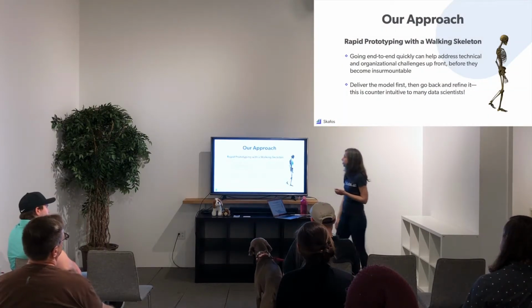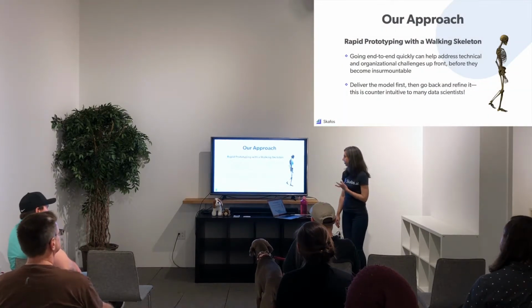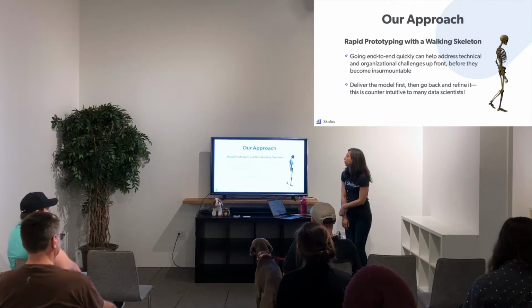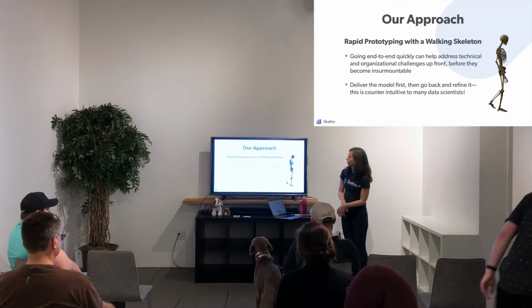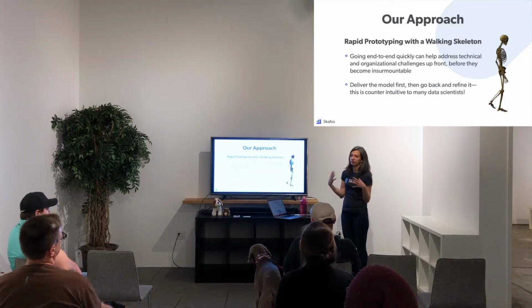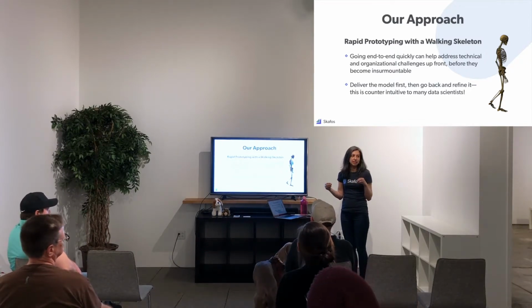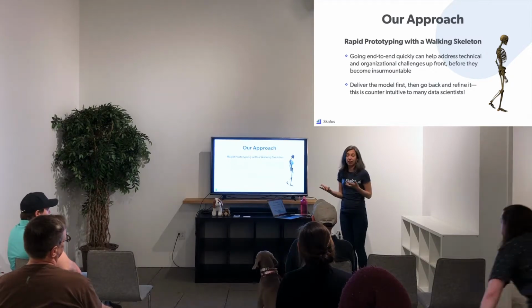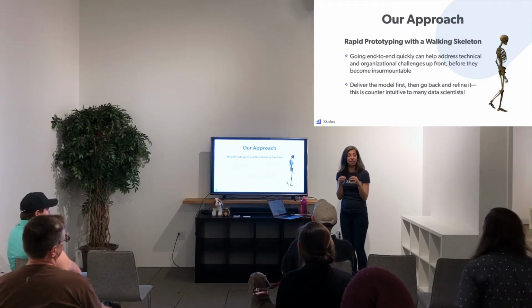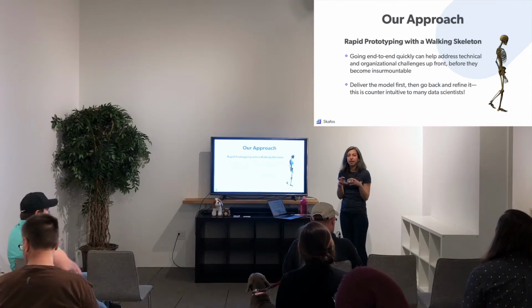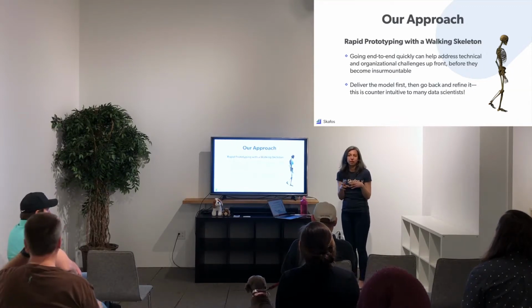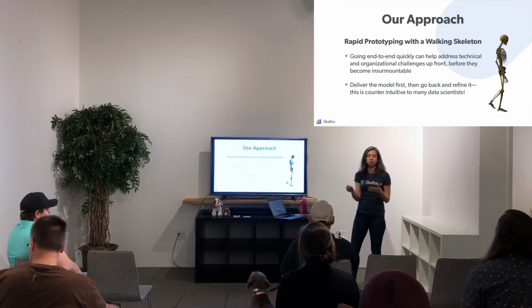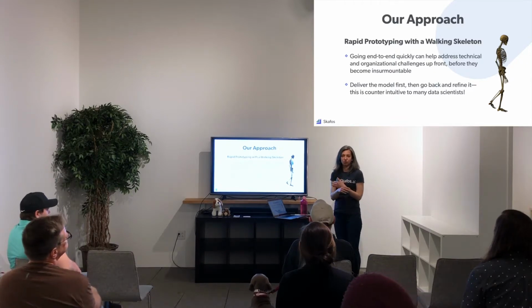Okay, so Skafos, our product, which I'm going to demo. Our approach to this is what we like to call rapid prototyping with a walking skeleton. Data scientists are notorious for taking a really long time to perfect their models, right? I get it, I come from a scientific background. I get that you want to make it perfect, but it's usually not worth spending 6 extra weeks to get an initial 0.2% accuracy. That's just not worth anybody's time.